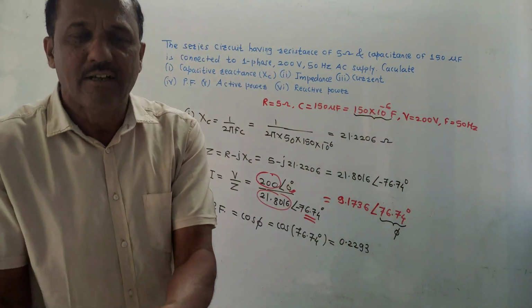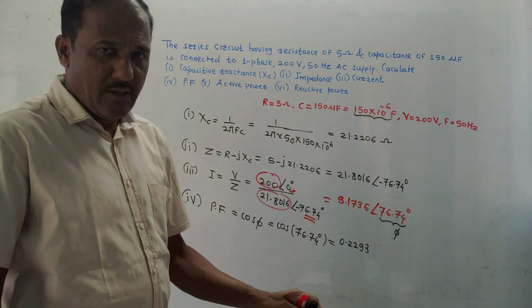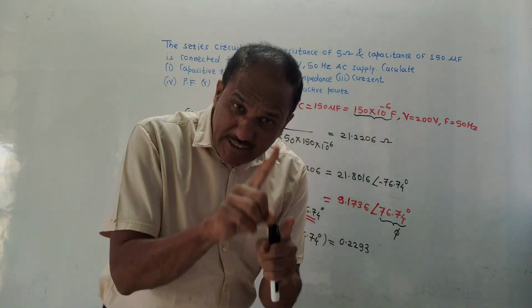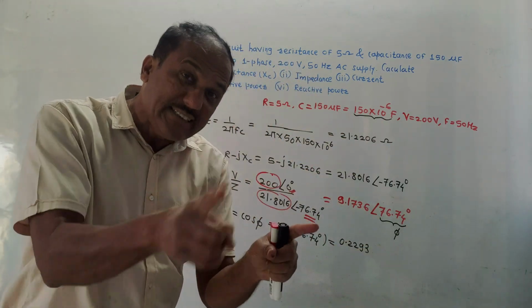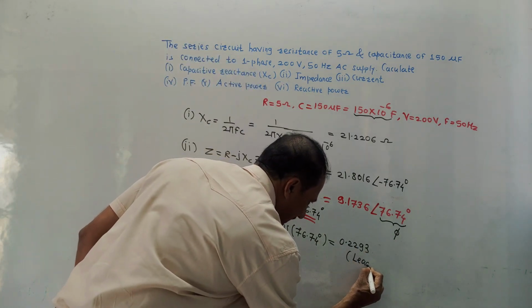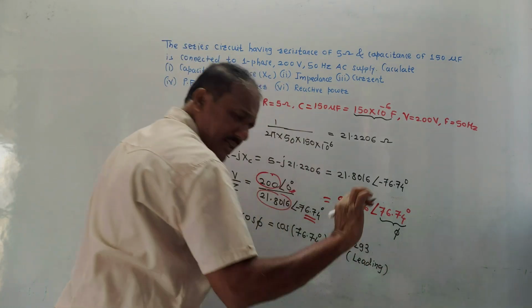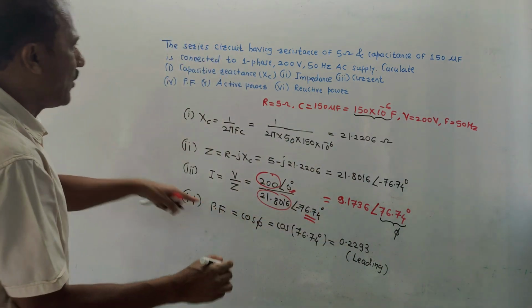One more thing. Many students don't know that after calculating power factor, you need to mention whether it is leading or lagging. I will tell you the simplest trick. In any numerical throughout the subject, just check whether current is leading or lagging. In RC circuit, we discussed that current is leading. So I will write in the bracket, leading power factor. Very simple, because current is leading. So this is the calculation of power factor.